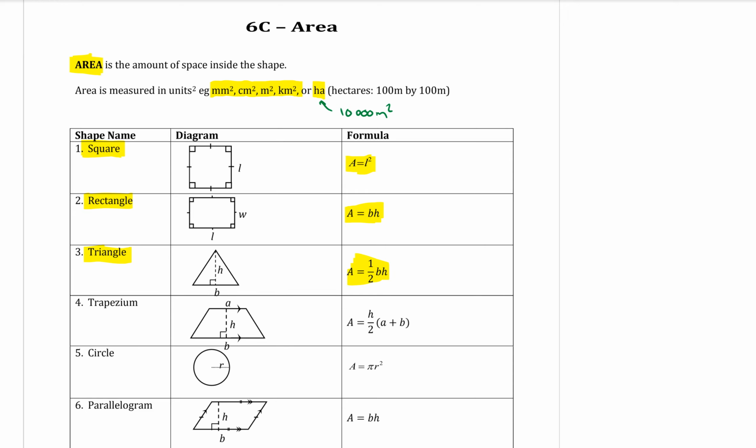A trapezium has an interesting formula over here. It is H over 2. Now, H stands for the height between the two parallel sides. And the A and the B are the lengths of the parallel sides. And they go in the brackets. So that's the formula.